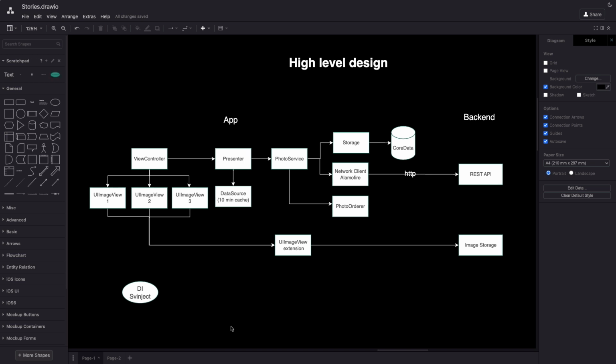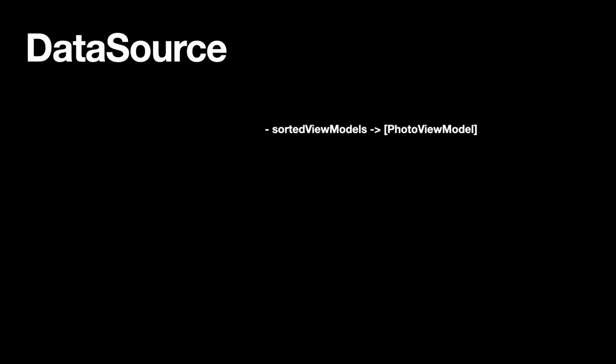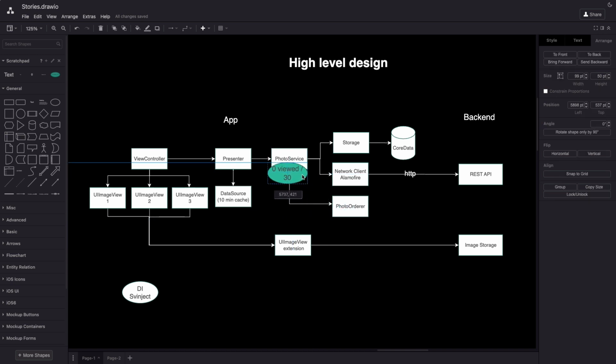Let's examine the data flow in the app for clarity. The view controller requests data from the presenter, who then checks the cache. If it is not useful, the presenter pings the photo service. The photo service assembles the request parameters and uses the network client to access the API, where it retrieves 30 stories. The photo service parses these stories and transfers them to a photo orderer. The photo orderer creates a data source object with properties such as sorted view models, an array of view models, and next view model, the next photo to be shown to the user. The data source also has the markAsSeen method, which allows marking photos as viewed. This object is then transferred to the presenter and cached there for 10 minutes.